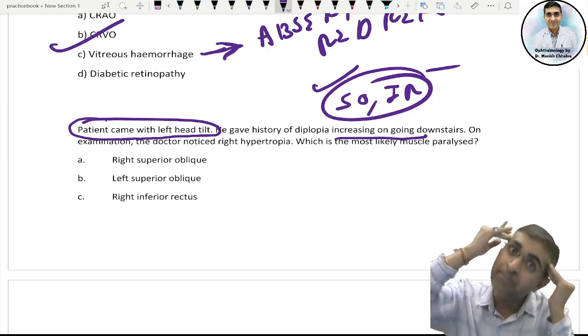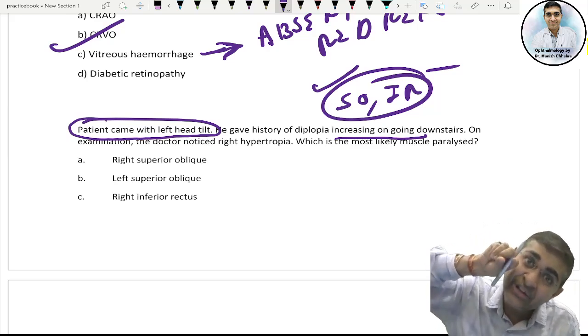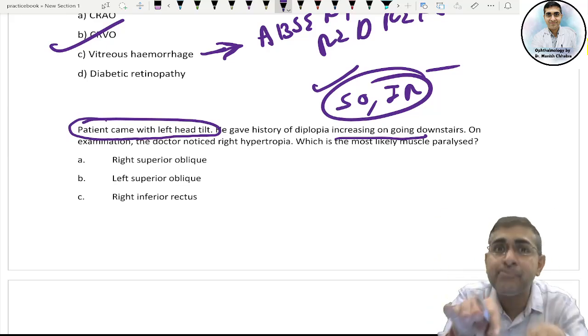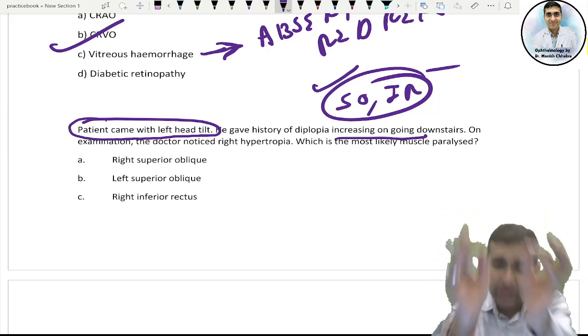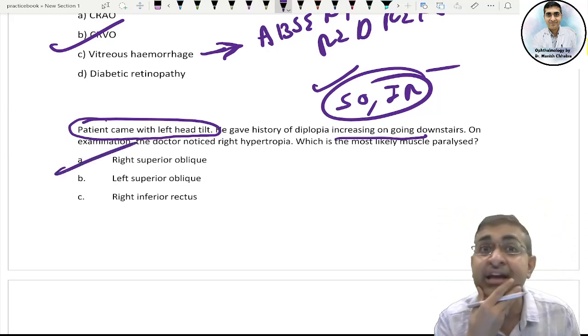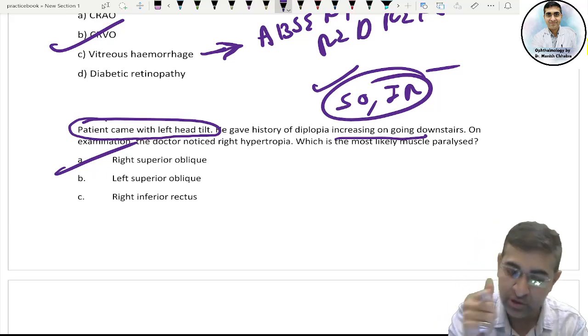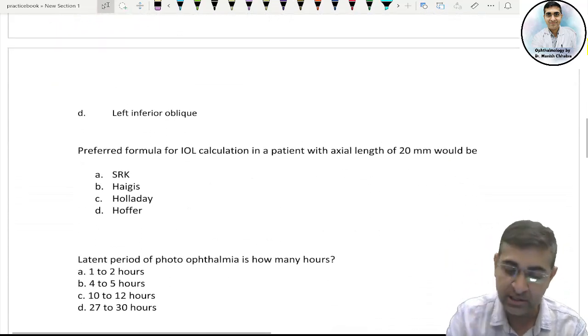So in this compensatory head posture, the right eye is getting intorted. That tells me that the muscle which is helping the right eye to intort is getting affected. So the answer is clear cut. It is right superior oblique. This is a very important conceptual question from the chapter of squint. Right superior oblique is the answer, boys and girls.